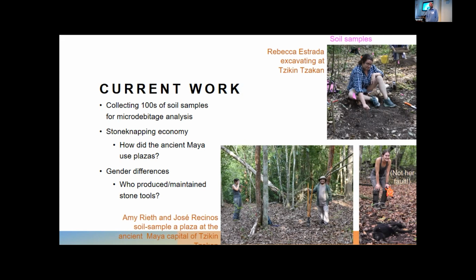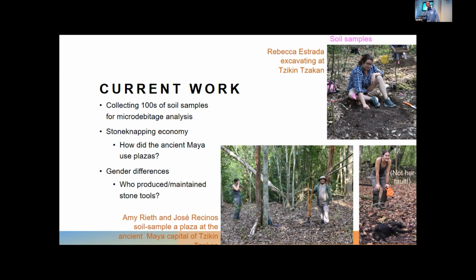So she has found, I think so far, two female stone knappers who gave her samples or debris of their work. And so she's now interested in studying these experimental samples for gender differences. And now she's applying that to soil samples that she collects at the ancient Maya site of Tzikinsakan, where I'm currently working, to see whether we can understand who was actually involved in stone knapping in the past. Were these just males who did the stone knapping? Were there also women involved, or even children or others?